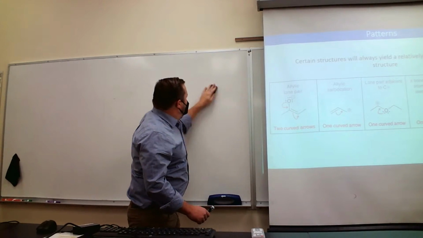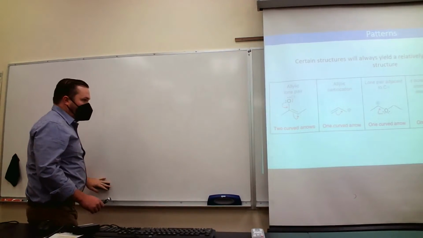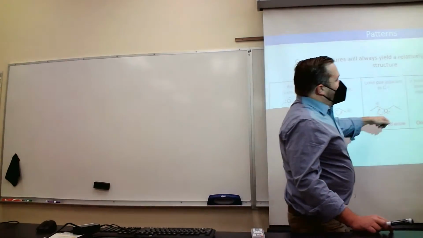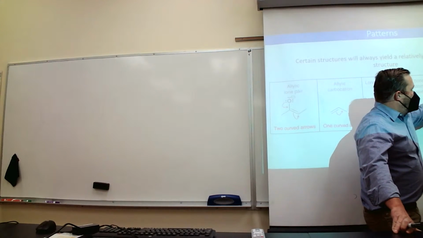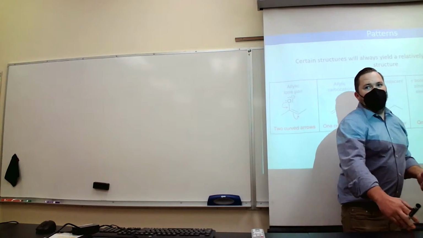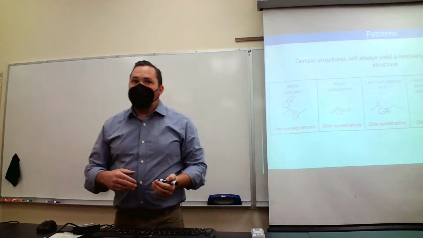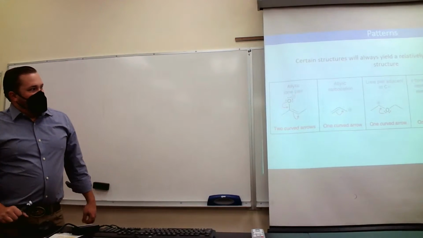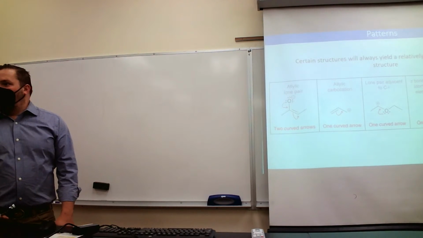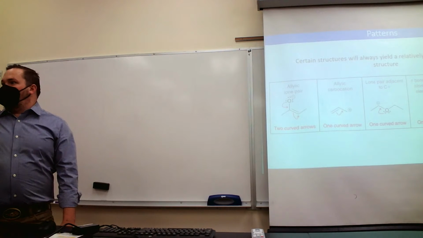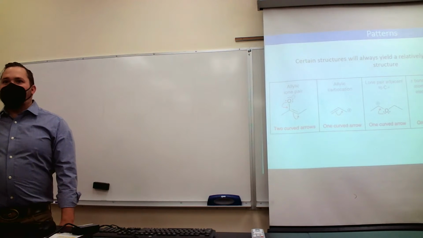All right, the last of these patterns is if you have conjugated pi bonds enclosed in a ring. So remember, conjugated just means alternating. If you have conjugated pi bonds enclosed in a ring, they can always just be sort of running in circles.